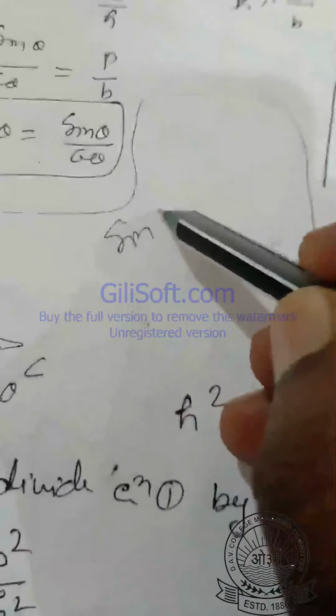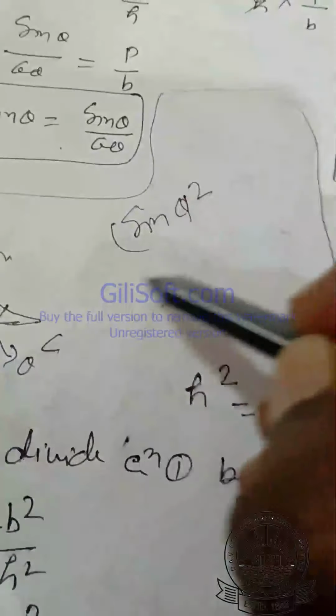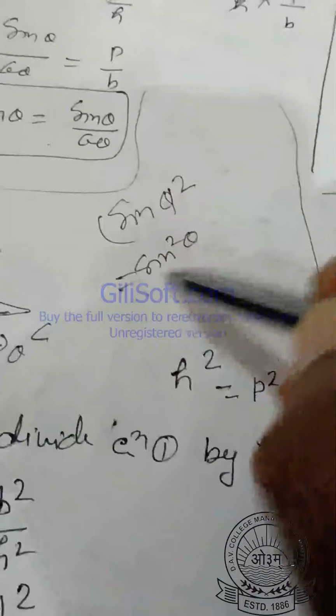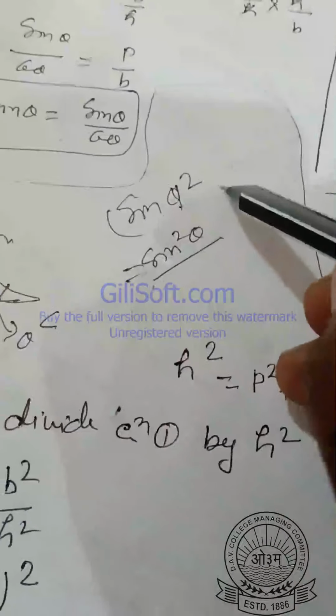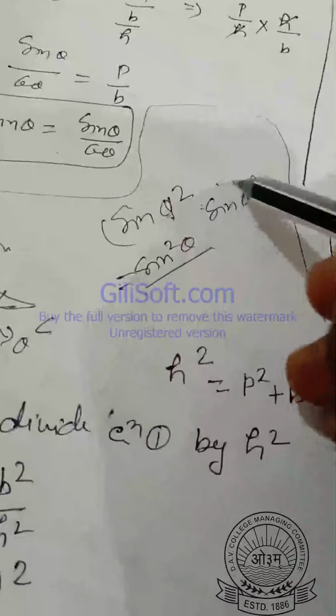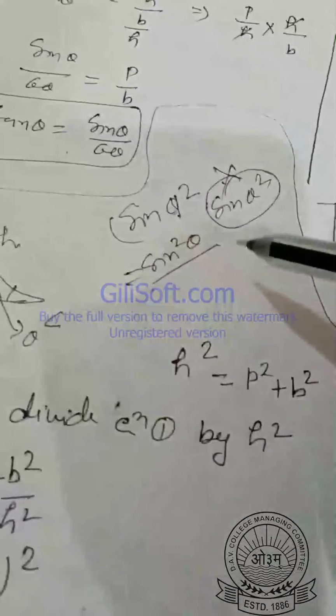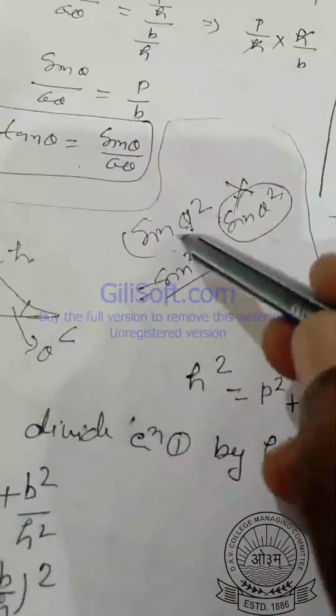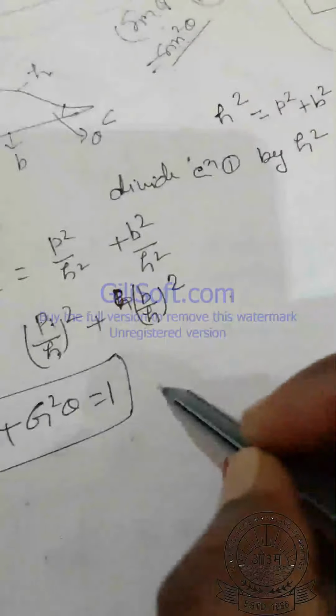One thing more, if you write sin theta square, it means sin square theta. I am not going to square the theta. This is wrong. This is a wrong method. Only we have to square the sin theta. Okay, this is the first identity.